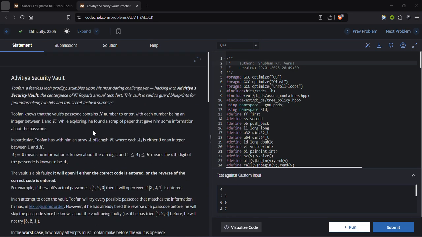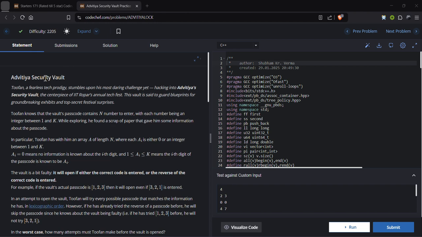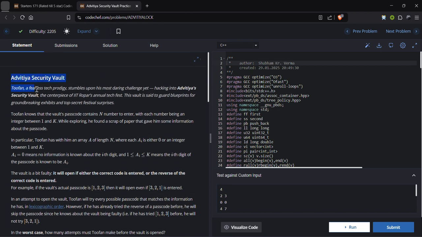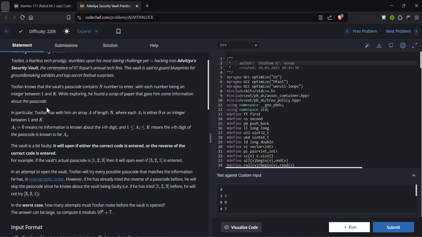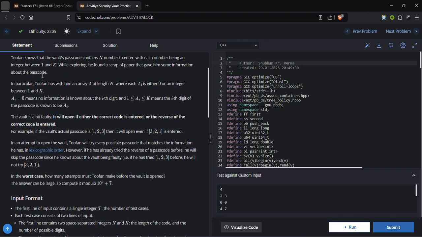Let's look at the third problem. This one. Let's read the problem.